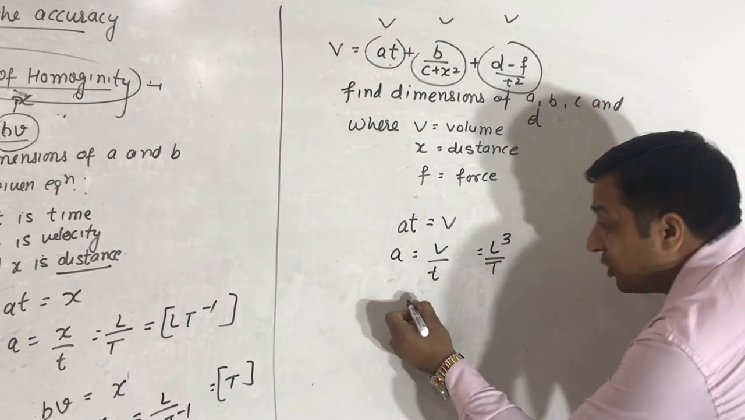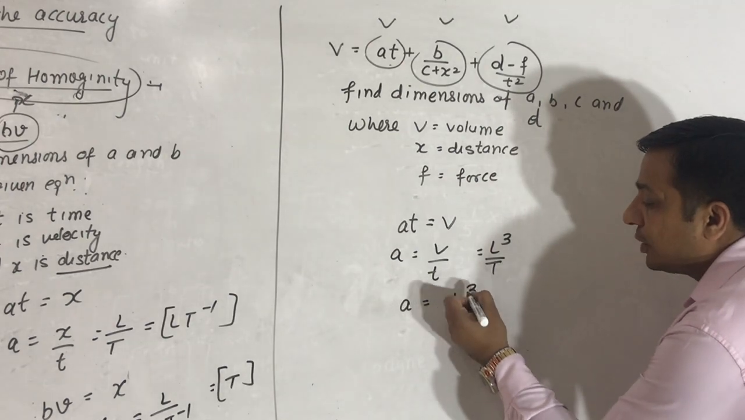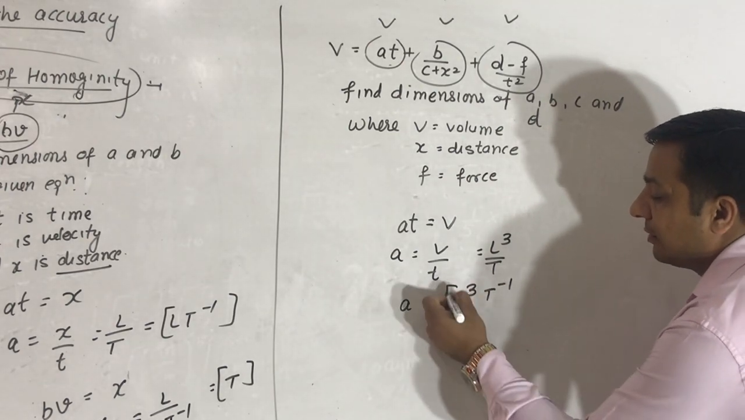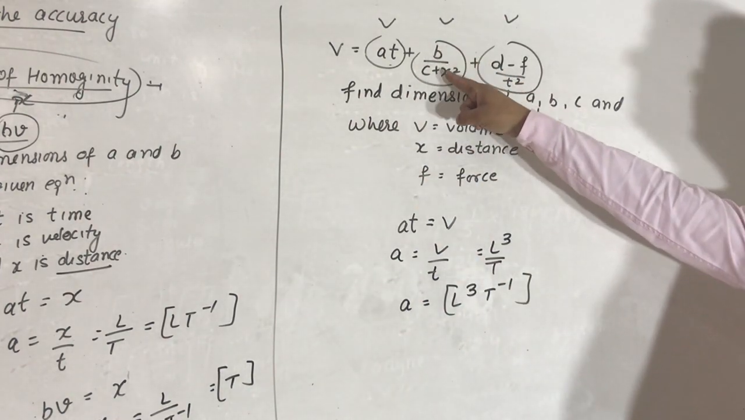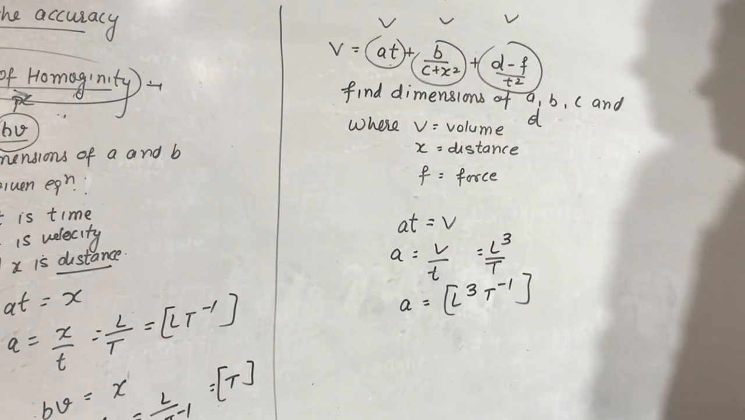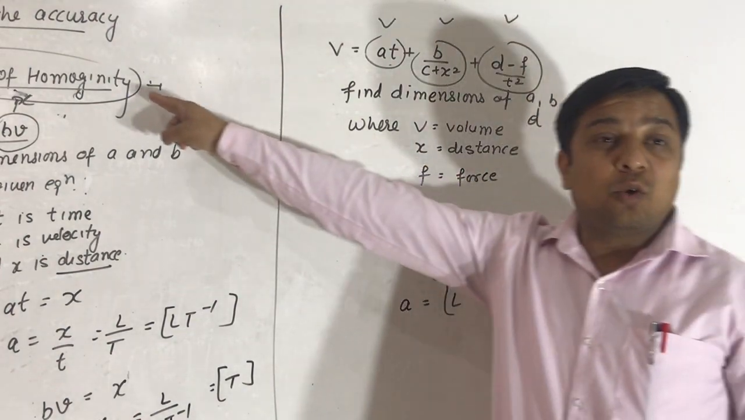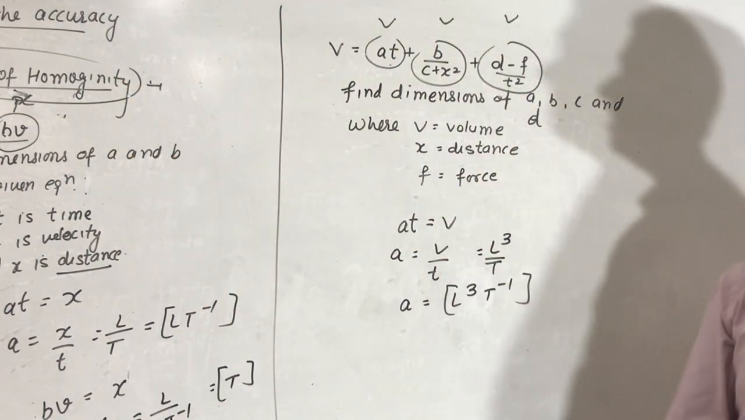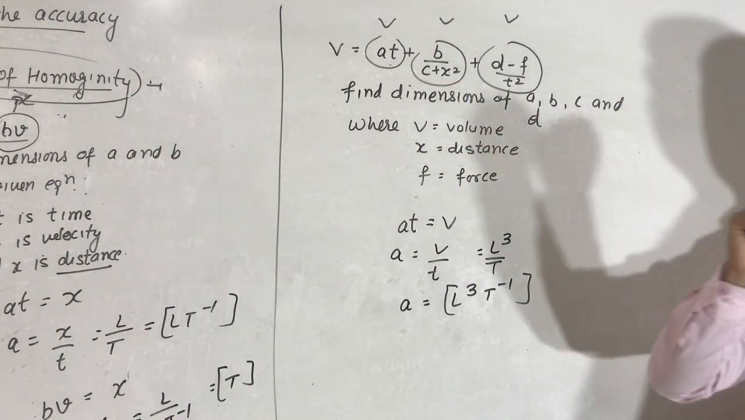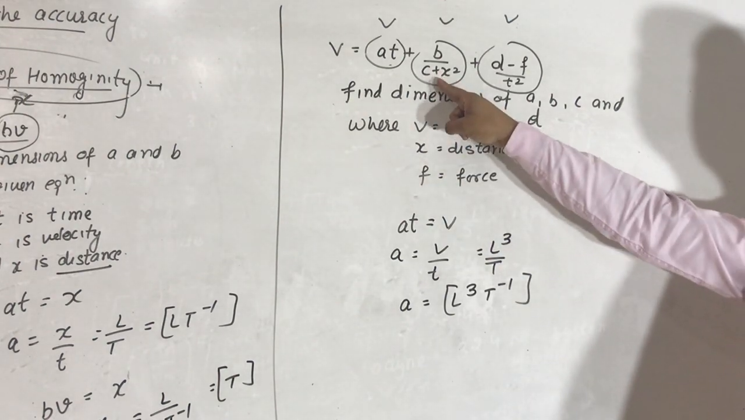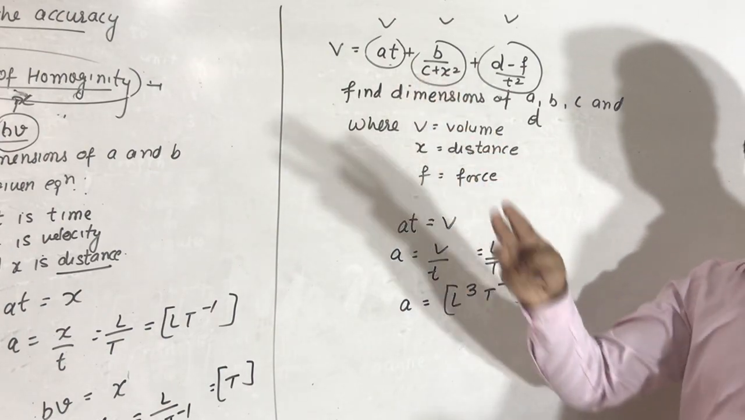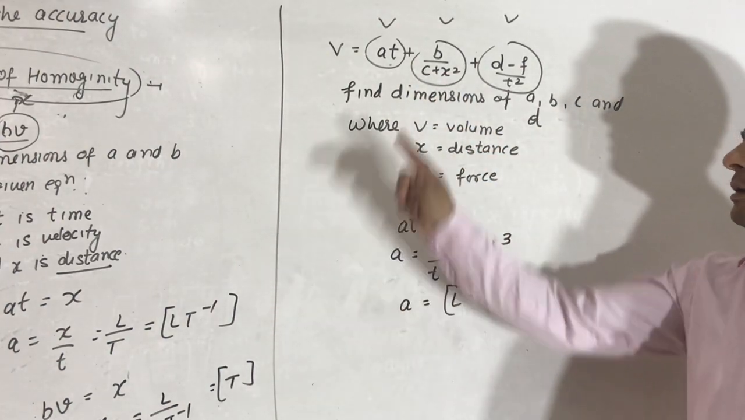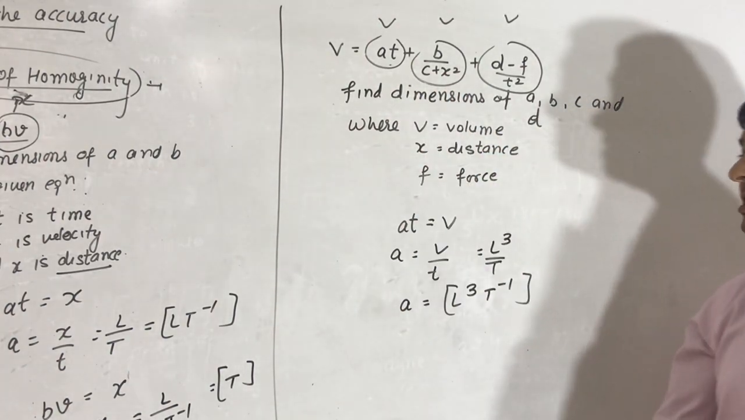So the dimensions of A is L cube T minus 1. Now again we will have to find out the dimensions of B and C. Dear students, you should know according to the principle of homogeneity, first of all look towards the sign of plus and minus, because according to the principle of homogeneity, same nature of quantity can be added or subtracted from same nature of quantity.